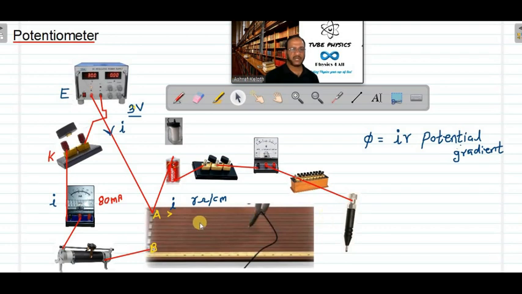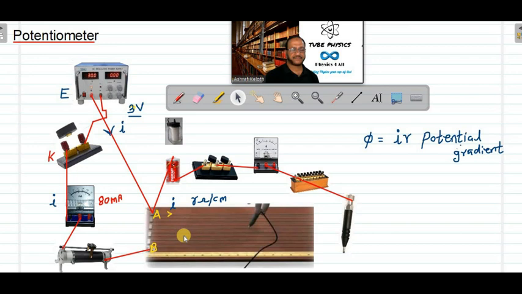Yes, sir, 5 meters. Total is 10 meters, so 500 centimeters. When we are doing practicals, we take length in centimeters, not meters, because resistance per centimeter is given. So when you are measuring 1 meter, you have to take 100 centimeters. If you touch with the jockey at 500 centimeters distance from point A, it will be accurately 1.5 volt drop.